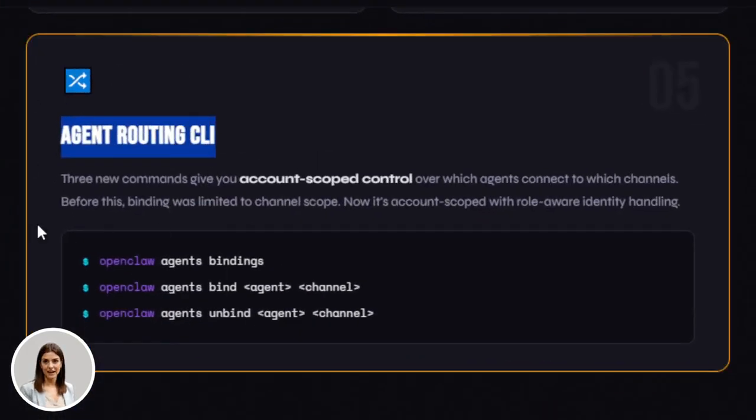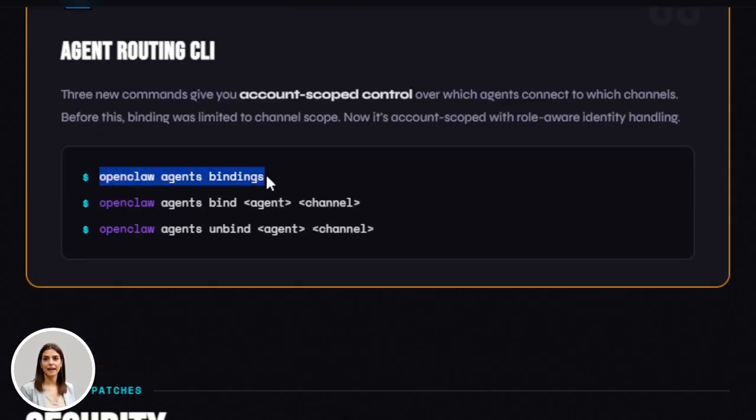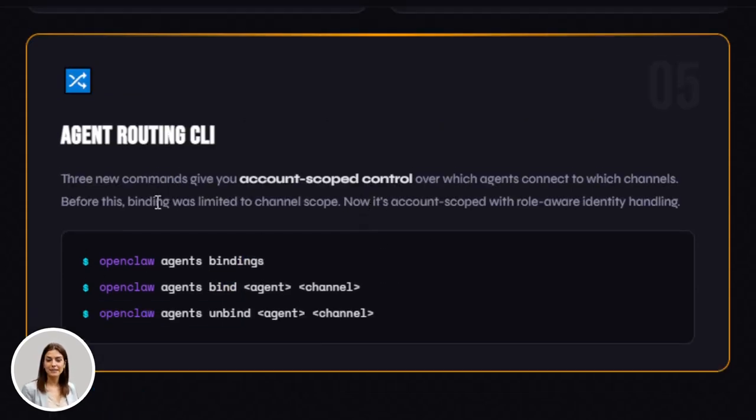Agent routing CLI. 3 new commands: OpenClaw Agents Bindings, OpenClaw Agents Bind, and OpenClaw Agents Unbind. These let you manage which agents are connected to which channels or accounts at the account level. Before this, binding was limited to the channel scope. Now it's account scoped with role-aware binding identity handling and plugin resolved binding account IDs. If you're managing multiple agents across multiple channels, this is how you control all of that cleanly from the command line.